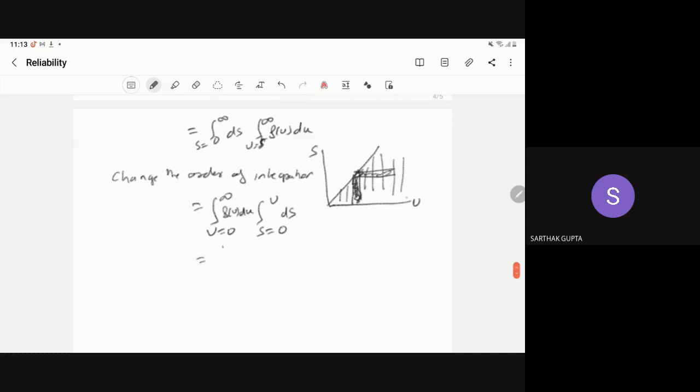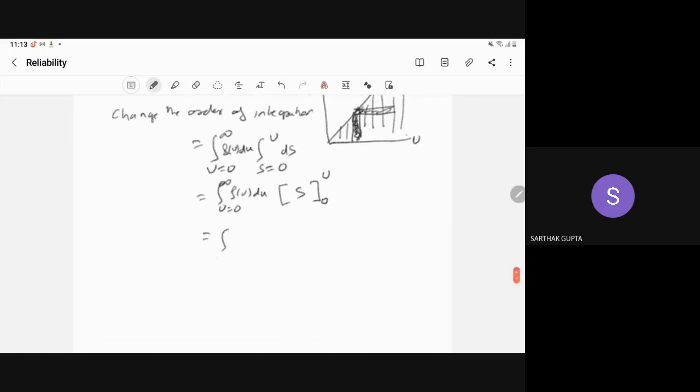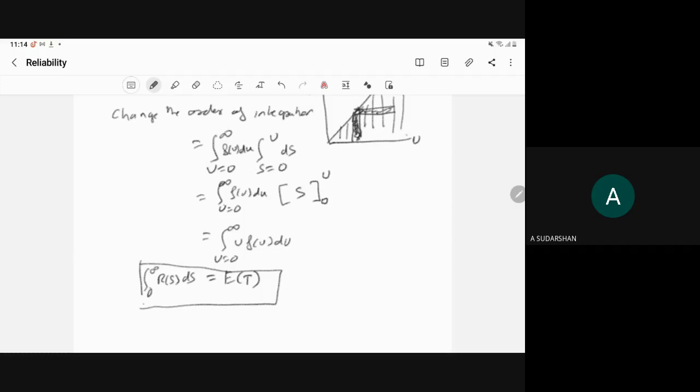So this becomes the integral u equal to 0 to infinity f(u) du, and its integration over s from 0 to u gives u. So this becomes the integral 0 to infinity u f(u) du. And what is this? This is E(T). So the integral 0 to infinity R(s) ds is the same. By either approach, using the crude formula or the given relation, you can prove the same thing.